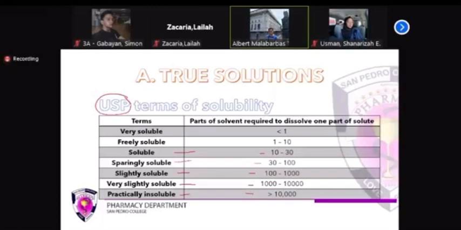On my end, in my case, how I memorize this is that I memorize only soluble, because soluble is 10 to 30. Once I know soluble is 10 to 30, then it follows in sequence: sparingly, slightly, very slightly, practically. The values also follow in sequence: 10 to 30, 30 to 100, 100 to 1,000, 1,000 to 10,000, more than 10,000. So I memorize soluble first to make it easier on my end.